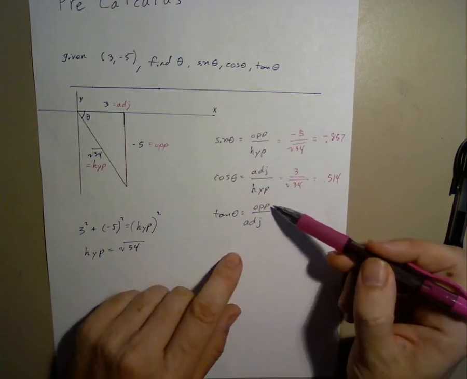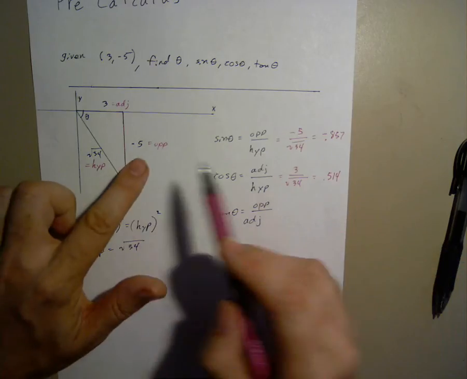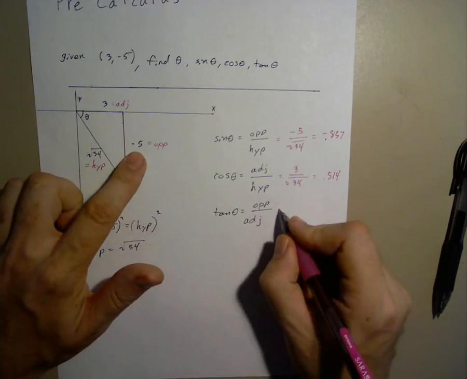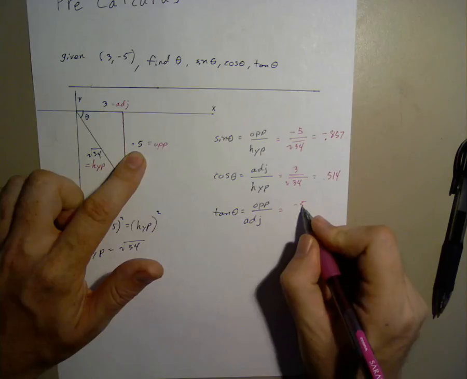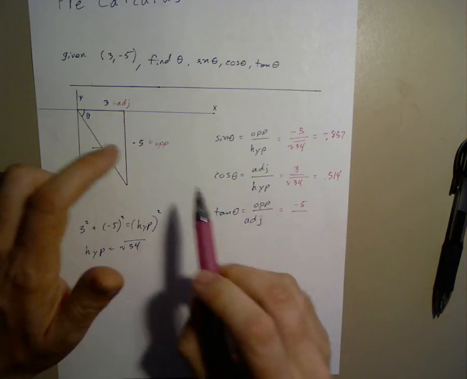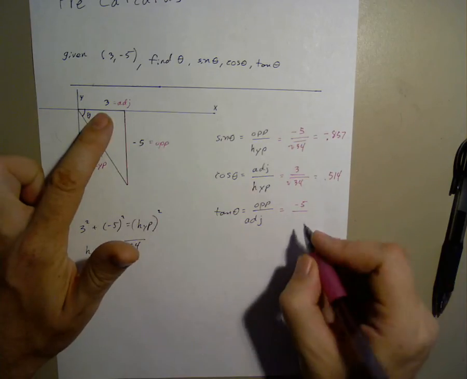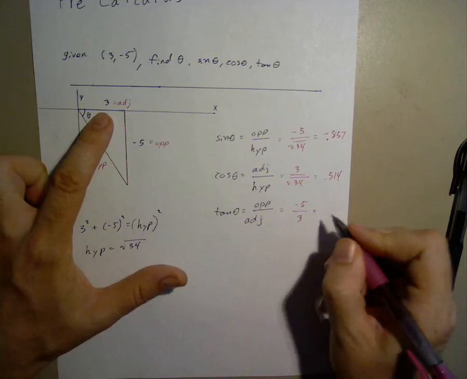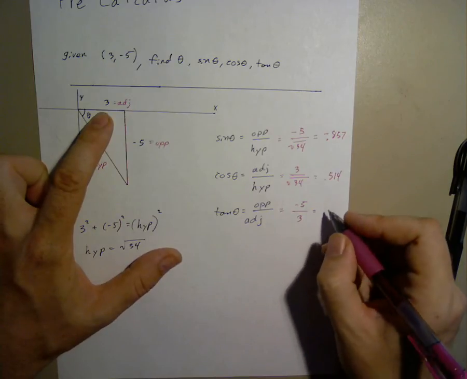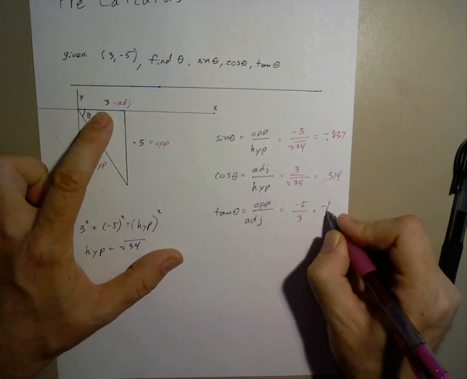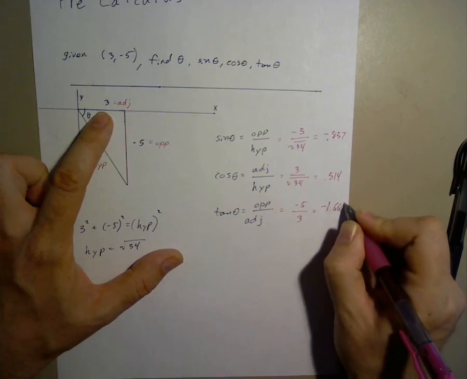Tangent is opposite over adjacent. The opposite side is -5. The adjacent side is 3. So the tangent of the angle is -1.666.